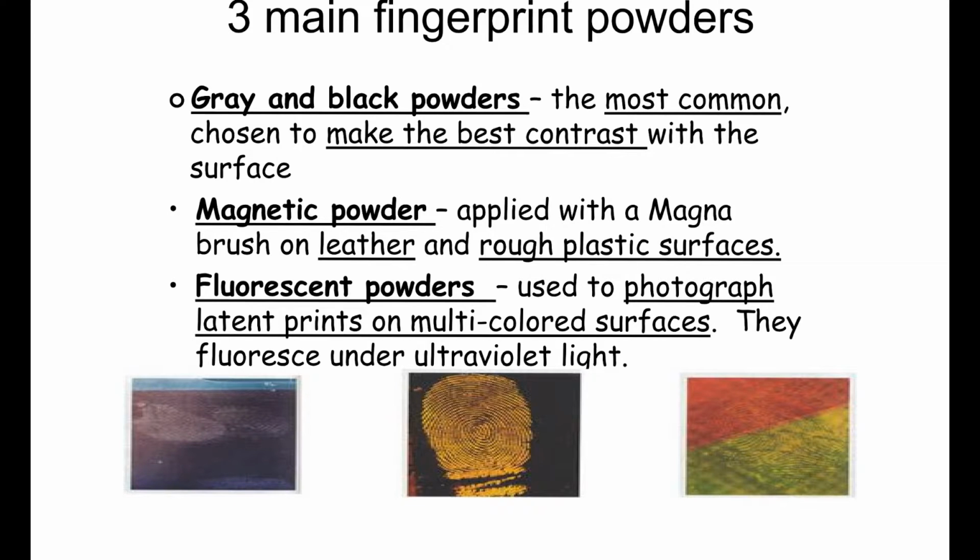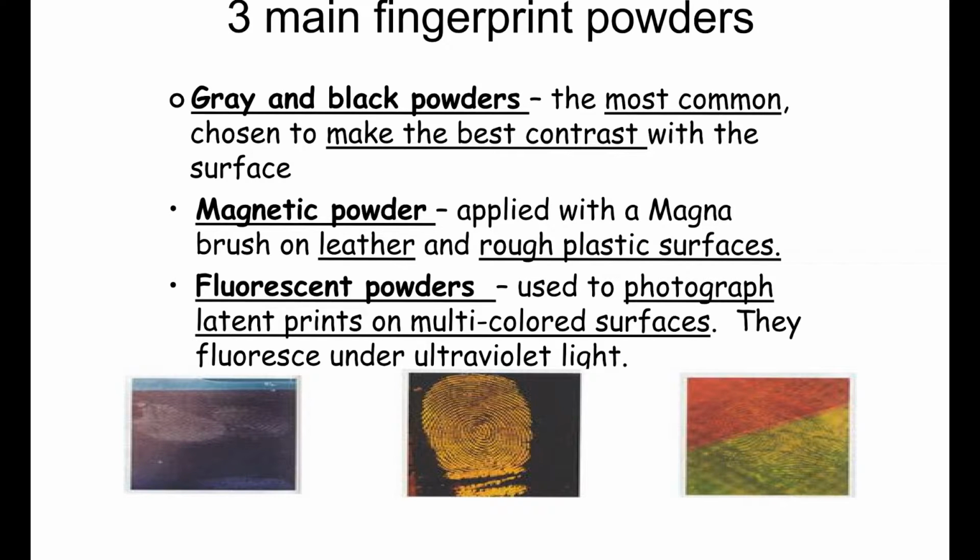Now in my classroom, that won't work so well, especially on our lab tables, because our lab tables happen to be black. So in that case, we would use a gray or a white powder instead to develop that print, or to bring that print to the foreground. We also have magnetic powders, and we use special magnetic wands to apply those powders, and those work better on rough surfaces, especially like plastic and leather.